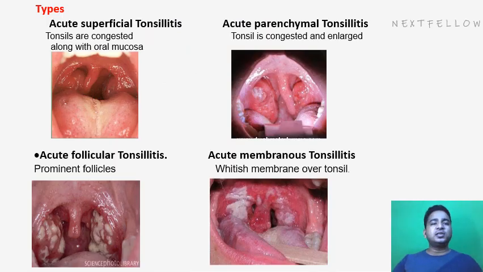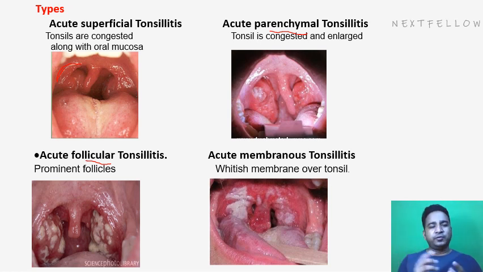So what are the types of tonsillitis? The first is acute superficial tonsillitis, where the superficial layer of the tonsillar tissue is severely inflamed. You can see in this diagram the completely red uvula, red anterior pillar and congested tonsils. So this is a picture of acute superficial tonsillitis. Then comes acute parenchymal tonsillitis. What do you mean by parenchyma? That means the complete tissue of the tonsil. So in acute parenchymal tonsillitis, as you can see in the diagram, the tonsillar tissue is enlarged, inflamed and swollen.